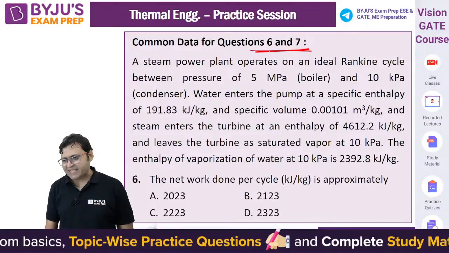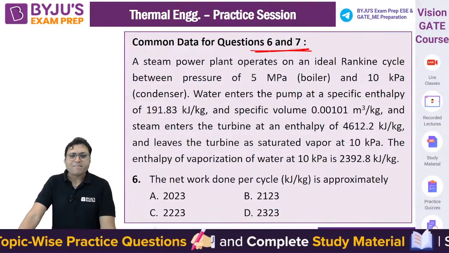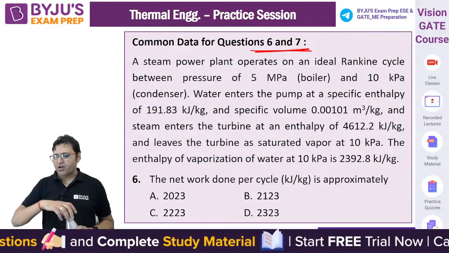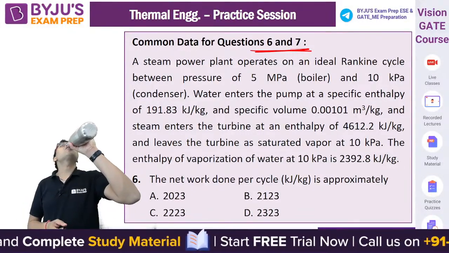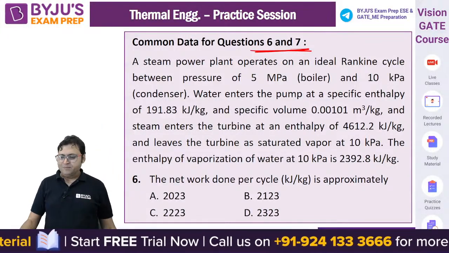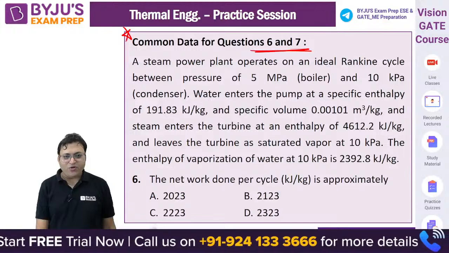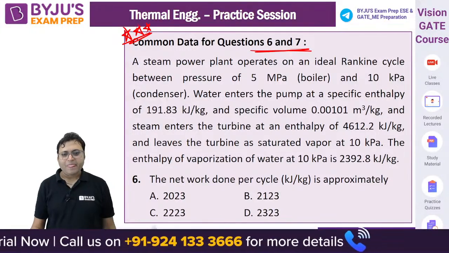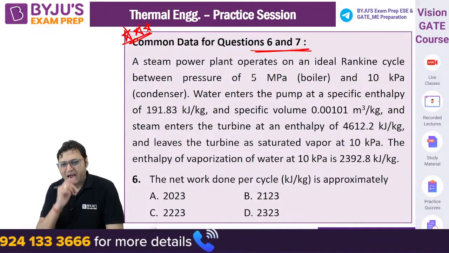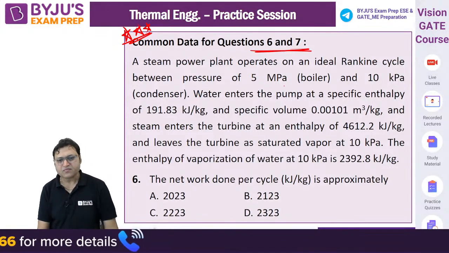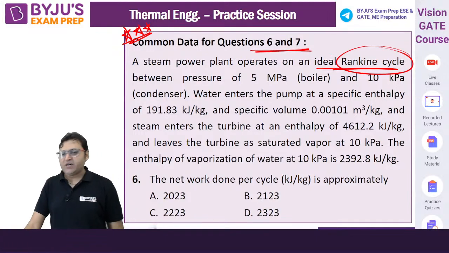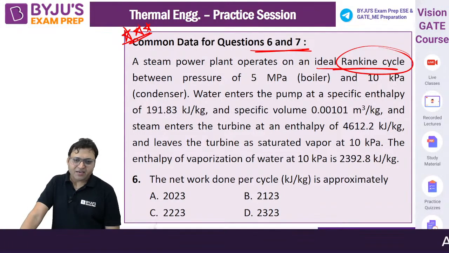Question number 6 and 7 are common data questions. Try to read the question and solve it. This is a very beautiful question. Yes, try to understand the given data. A steam power plant which is operating on an ideal Rankine cycle. It is a work producing cycle, power plant engineering.